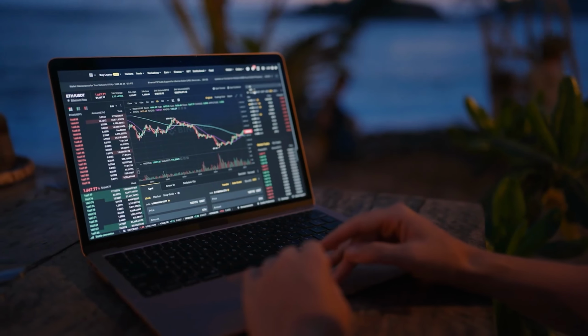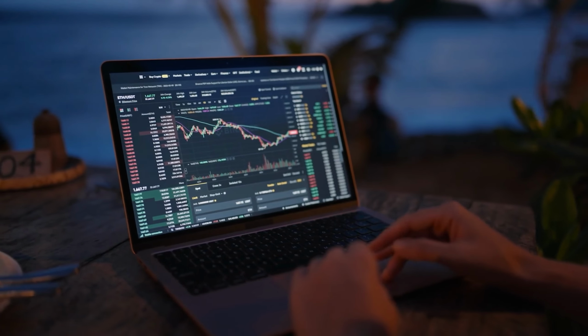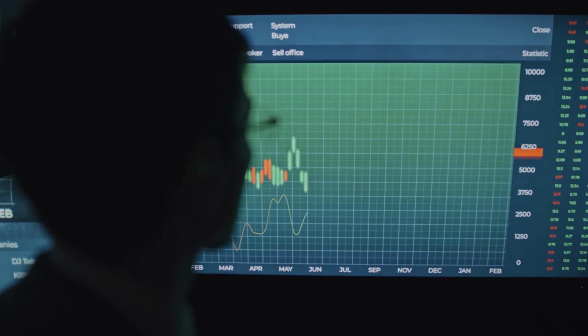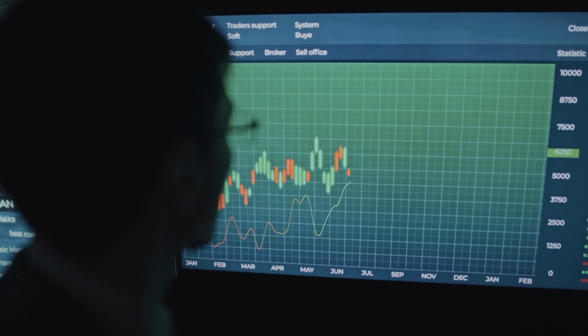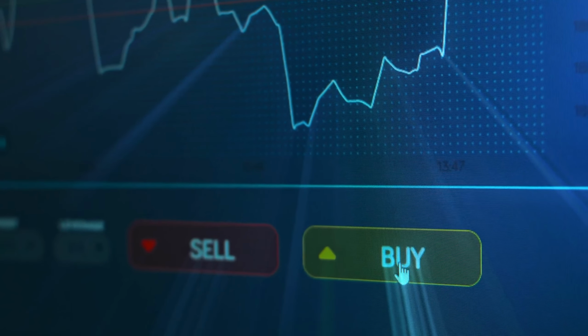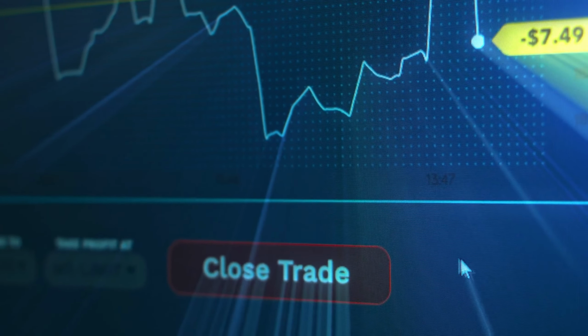So, start incorporating SMT divergence into your trading routine. It's a simple yet effective way to enhance your strategy's accuracy. By spotting these divergences, you will have a stronger bias and make more informed trading decisions.